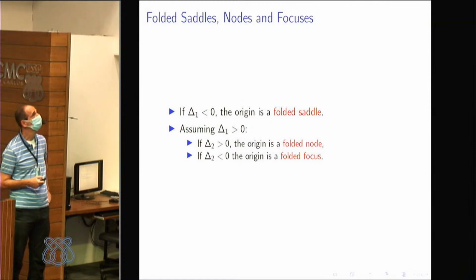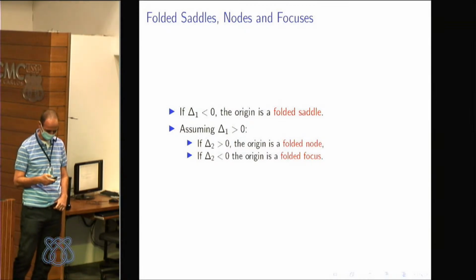So returning to describing the principal lines, if delta 1 is smaller than 0, the origin is a folded saddle. If delta 1 is bigger than 0, then we have 2 conditions. Delta 2 bigger than 0, folded node. Delta 2 smaller than 0, folded focus.